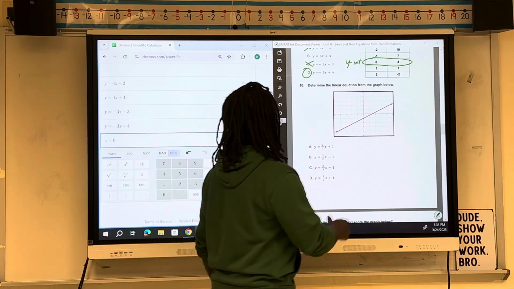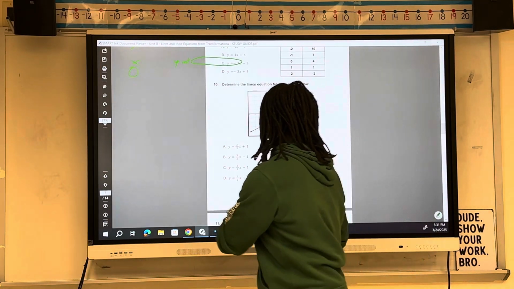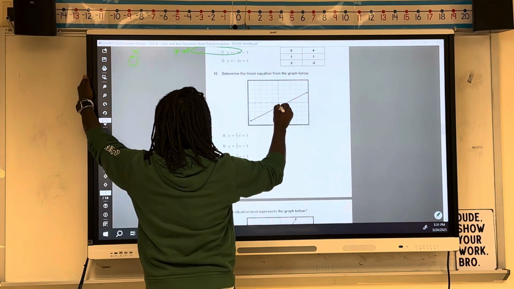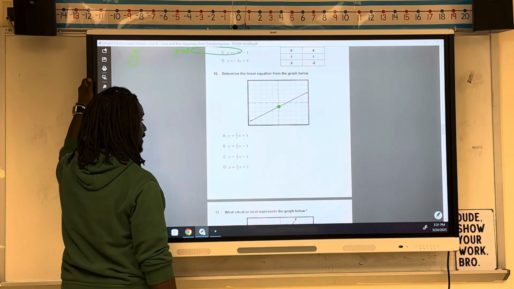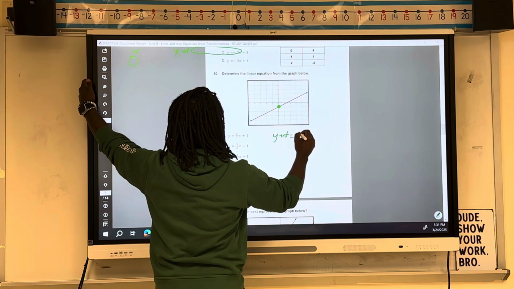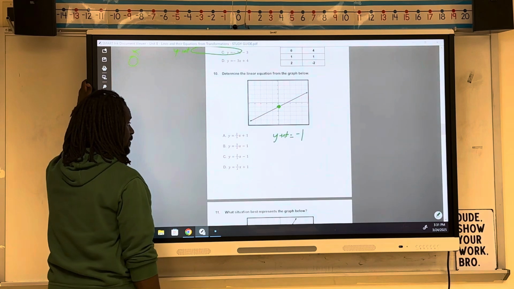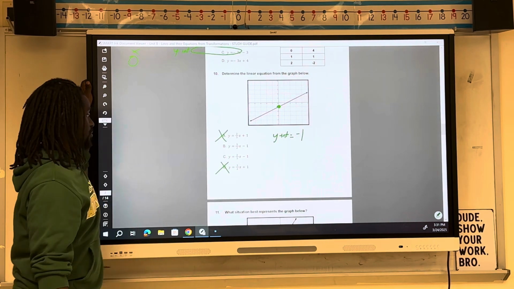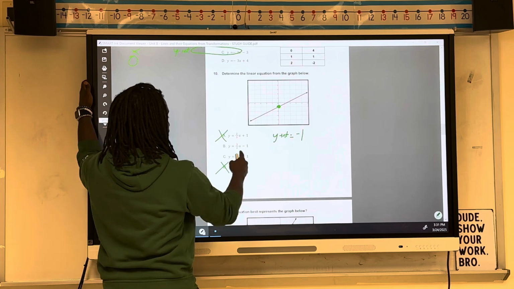All right. Question number 10. Determine the linear equation from the graph. Here's what I would do. I would start by identifying my starting point, which is my y-intercept. So my y-intercept is -1, so that's my B. I know it's not A, and I know it's not D, right? Because, again, it should be a -1.